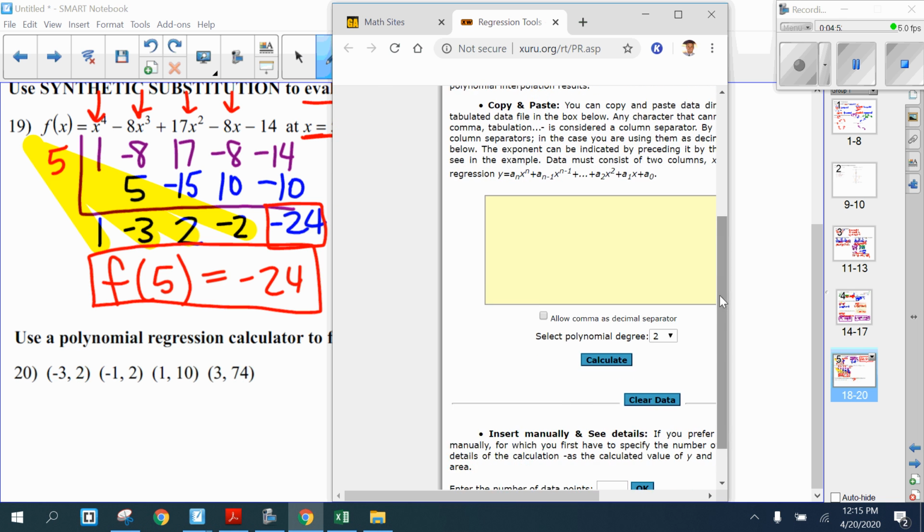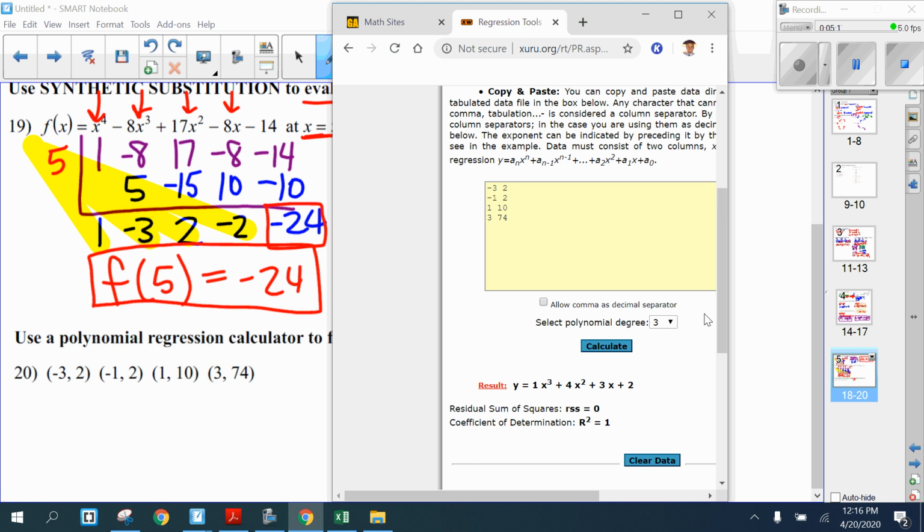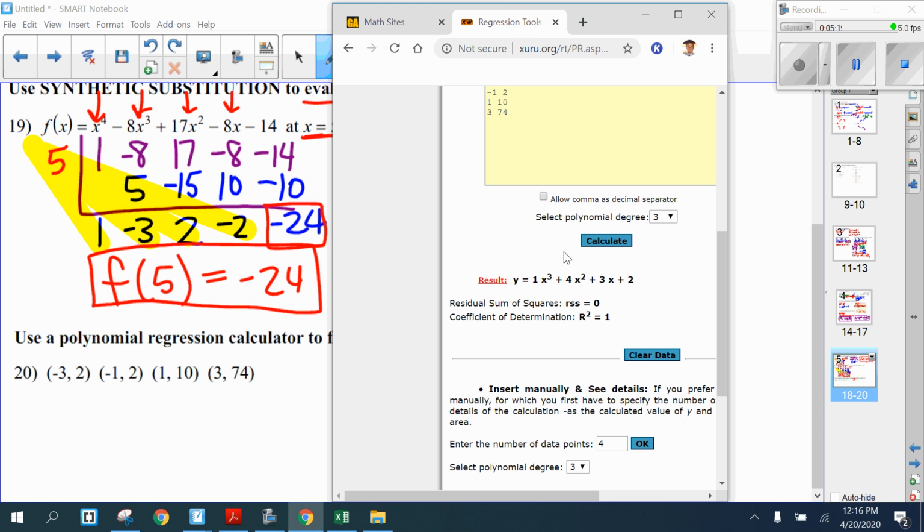So you go in this yellow box and you're going to enter in those numbers. Remember, there's no comma. -3 space 2, -1 space 2, 1 space 10, 3 space 74, and that's it. So remember, they told me it was a cubic. So I know this is a degree 3. I'm going to hit calculate, and it's going to give me my model right there.